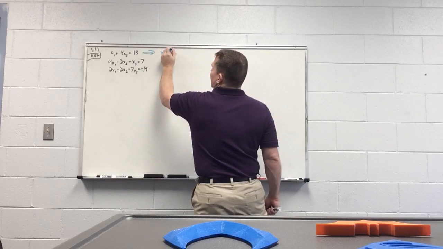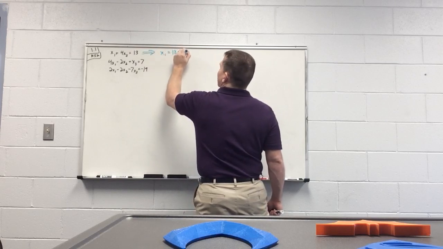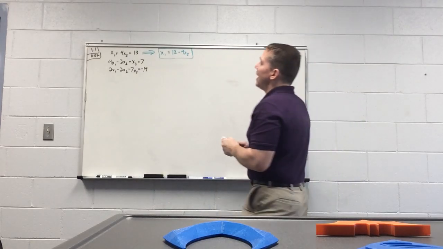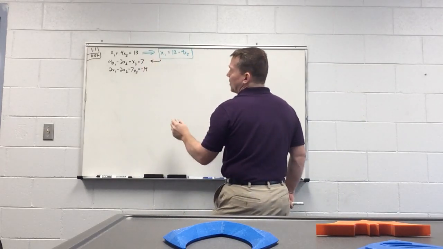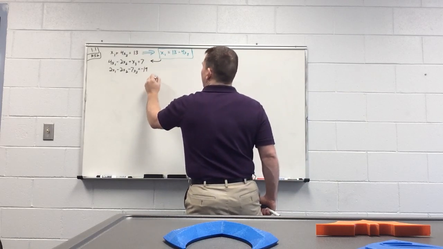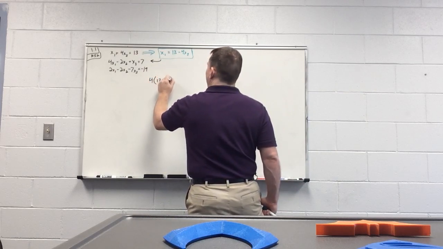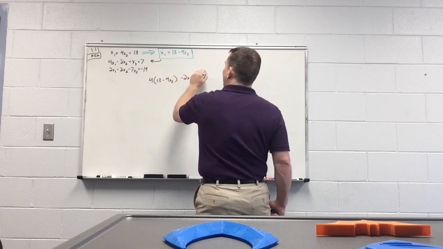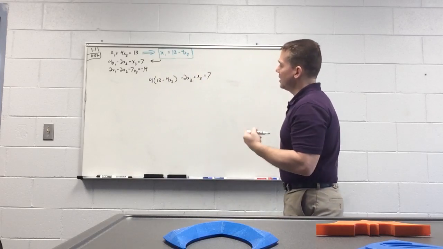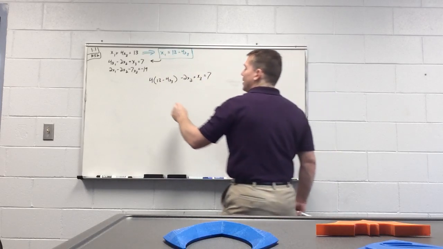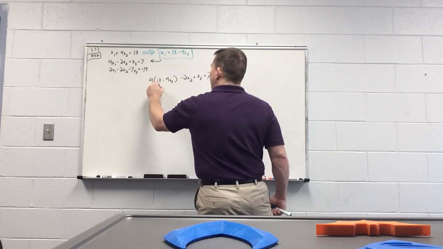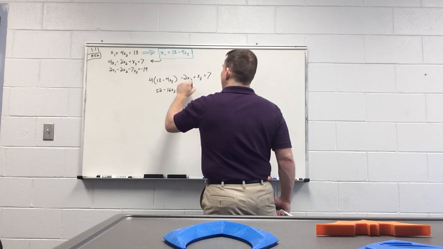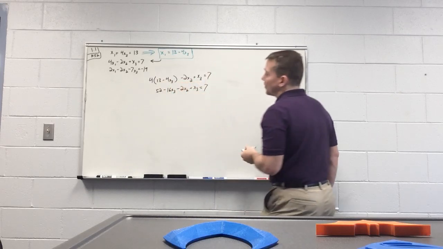So I get x sub 1 equals 13 minus 4x sub 3. And I'll kind of highlight that so I can keep track of it. Now I'm going to take that and substitute it into this one. And I get 4 times 13 minus 4x sub 3 minus 2x sub 2 plus x sub 3 is equal to 7. This one I'm going to solve for x sub 3. So 13 times 4, that's 52 minus 16x sub 3 minus 2x sub 2 plus x sub 3 equals 7.